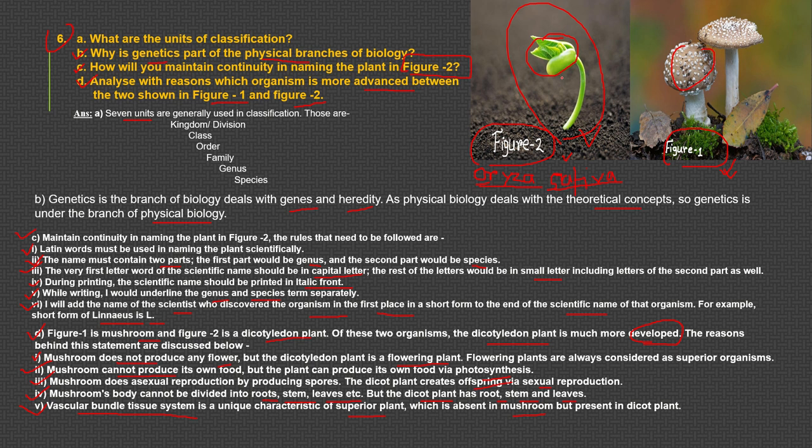It has the ability to make food by photosynthesis, and its nucleus is well organized, with a cell wall composed of chitin in the mushroom. The mode of nutrition in the mushroom is absorption. The photosynthetic apparatus is the chloroplast. Here the chloroplast is absent and here the chloroplast is present. So definitely figure 2 is the advanced organism.